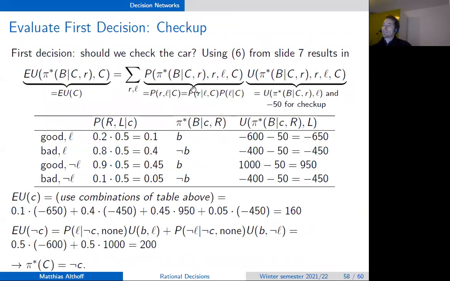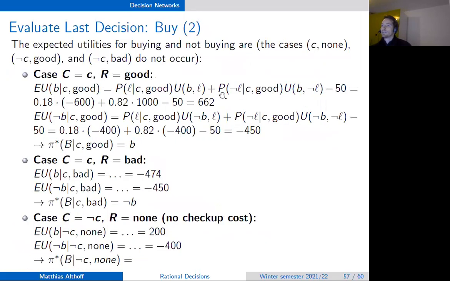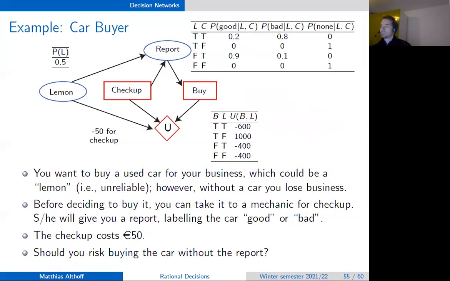Okay, that's one thing. And the other thing is that the probability of R and L given C can be computed as the probability of R given L and C multiplied with the probability of L given C. So this is just the chain rule again. And we need to do this, of course, because this probability is not given, but we know the probability of R given L and C and the probability of L given C from our table here.